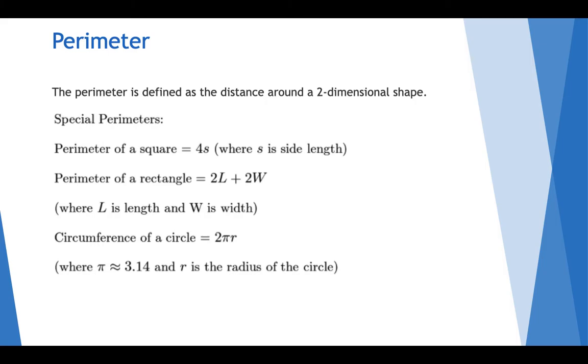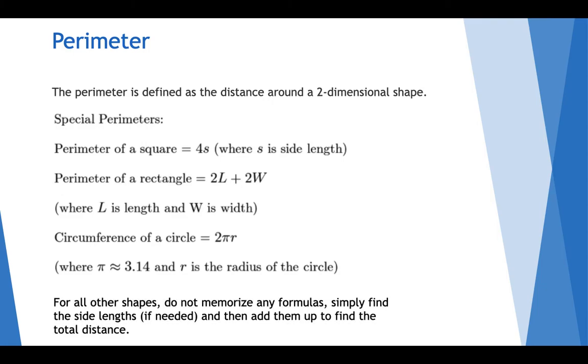This is sometimes written as pi times d, where d is the diameter, and the diameter is defined as twice the radius. For all other shapes, do not memorize any formulas, simply find the side lengths if needed, if they're not given already, and then add them up to find the total distance. So we don't have any examples for perimeter. We're going to move right into area.